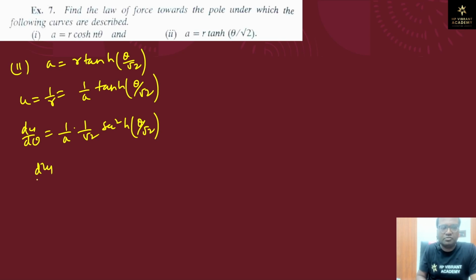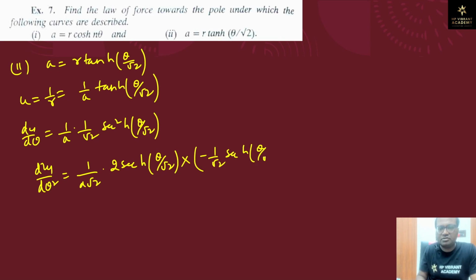Let us find d2u upon d theta square, which is equal to 1 upon a root 2 into 2 times sec hyperbolic theta upon root 2 into the differentiation of sec hyperbolic, which is minus sec hyperbolic theta tan hyperbolic theta. So this is minus of 1 upon root 2 sec hyperbolic theta upon root 2 tan hyperbolic theta upon root 2. So we have 1 upon a into 1 upon root 2 sec square hyperbolic theta upon root 2, which is given by du upon d theta.